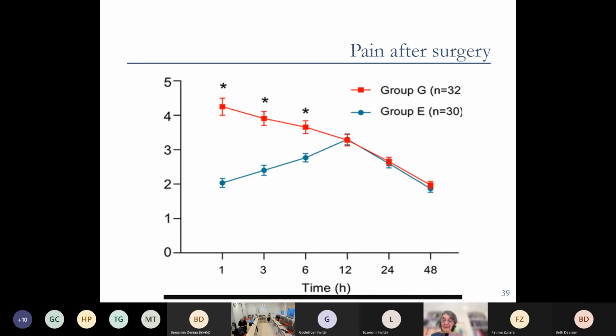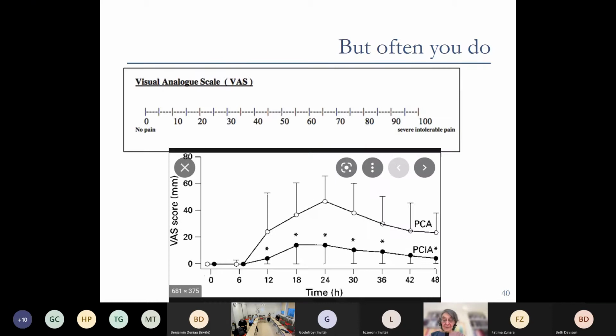But now let's go to the next slide. This is another pain after surgery. This now has a visual analog scale that goes from 0 to 100. And these are two different methods of treating the pain. And what you see here is the top curve gets really bad and then comes down, and the bottom curve sort of gets a little bad and then goes down slowly. But the top curve, if you have to choose which curve you're in, you wouldn't want the top.